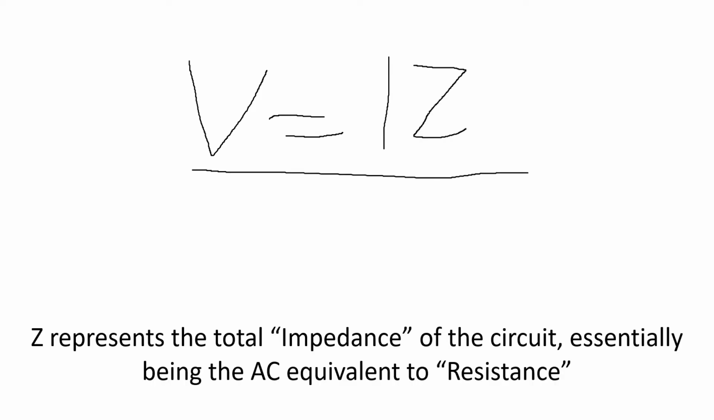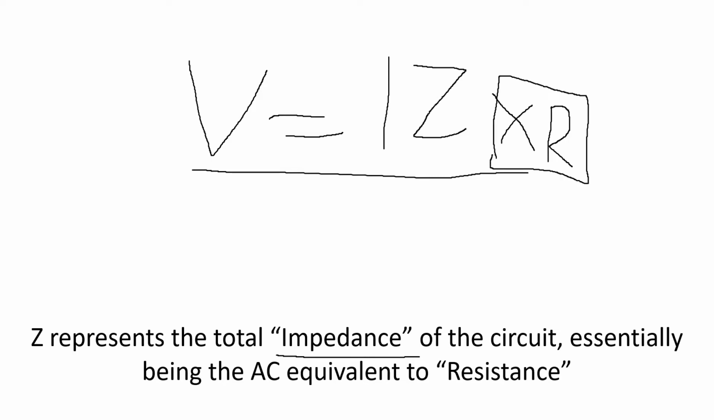Ohm's law is also able to function in an AC circuit environment. However, it is represented now by V equals IZ, Z being the total impedance of the circuit, which is not the resistance. It is very slightly different, however, it is basically the AC equivalent.